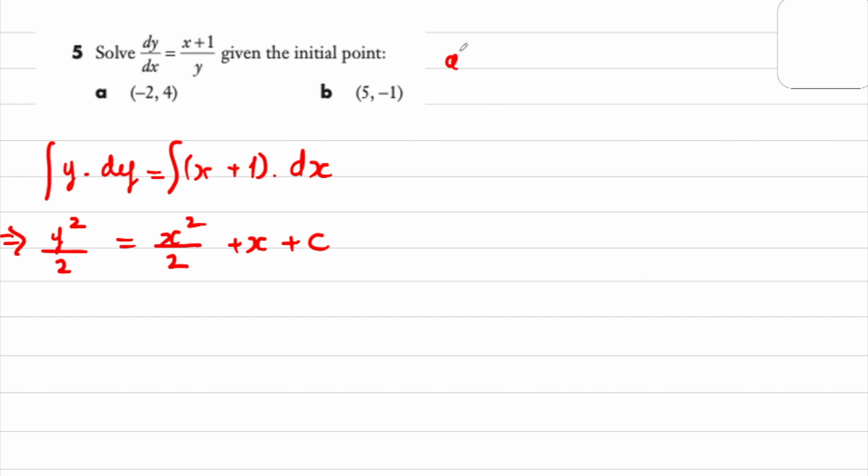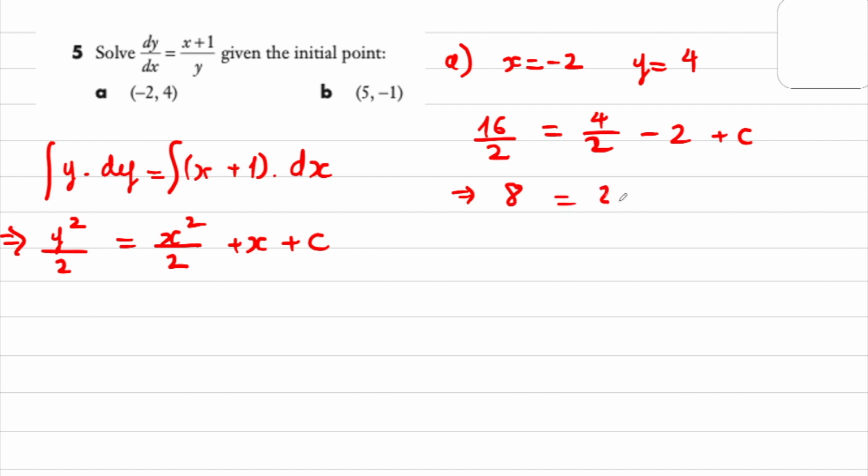So for question A, you got minus 2, 4, which means x equal to minus 2 and y equal to 4. On the left hand side, you will have 16 over 2. Right hand side, you got 4 over 2 minus 2 plus c. Here is 8. Here is 2 minus 2 plus c. So c here equals 8. That's why the final answer for question A, you will have y squared over 2 equal to x squared divided by 2 plus x plus 8 like this step.